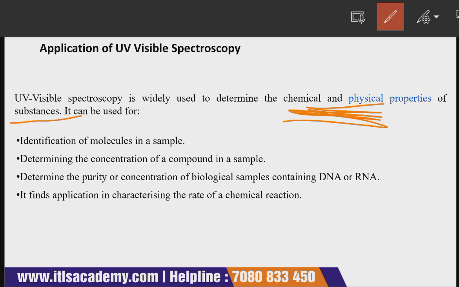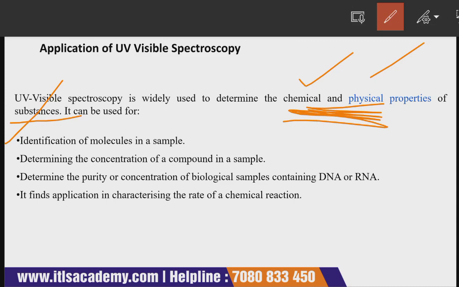So this makes it a very useful analytical technique. Why? Because it covers both the chemical as well as the physical properties of any substance. It is used for the identification of molecules in samples. Whenever you want to identify the molecules present in a sample, you can use this type of analytical technique.